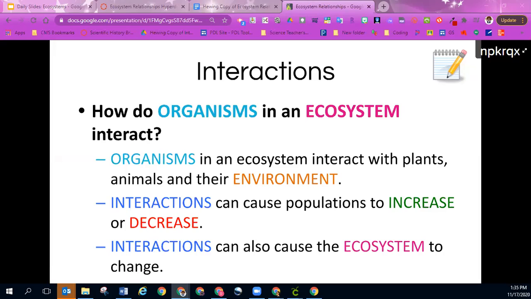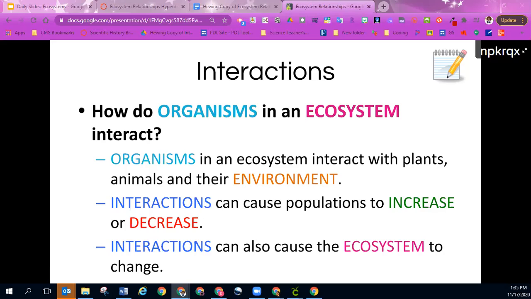We have interactions that are happening around our planet all the time. And these interactions happen between organisms and the other abiotic factors that are in their environment. So it could be the other animals that are there, or it could be the plants that are there. Those interactions can cause populations to change. They can either increase or they can decrease.